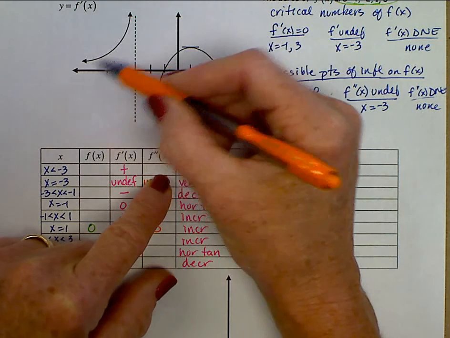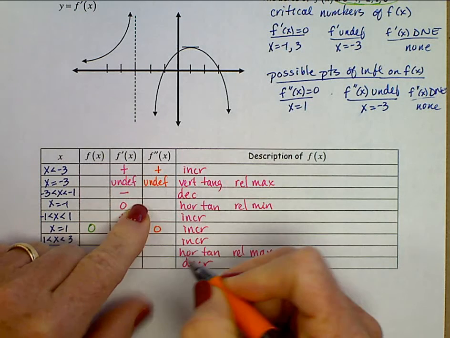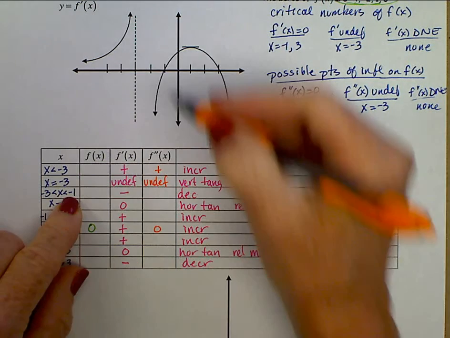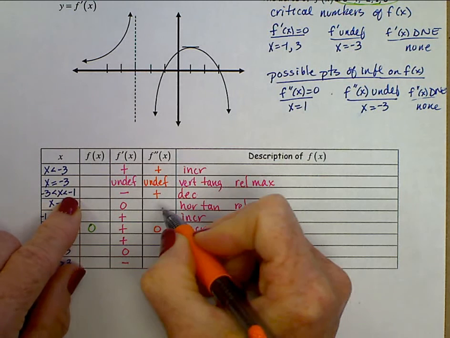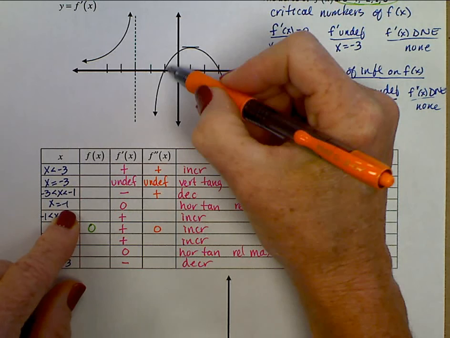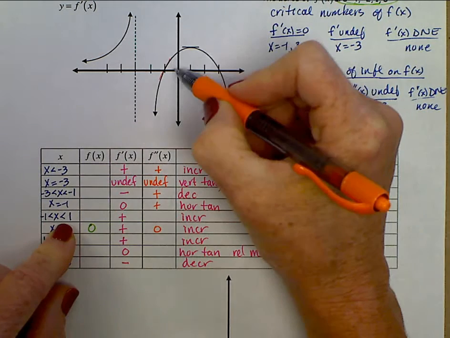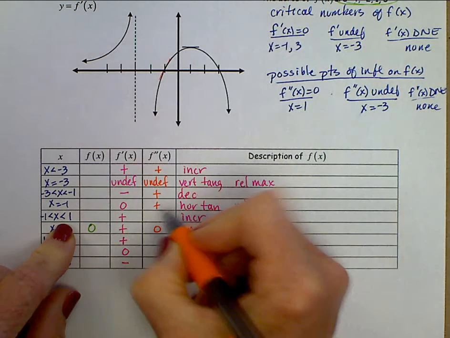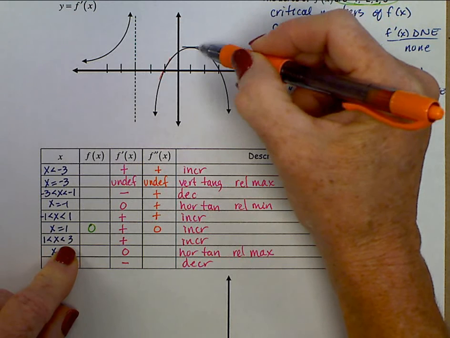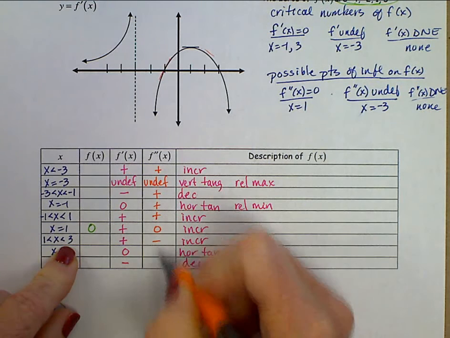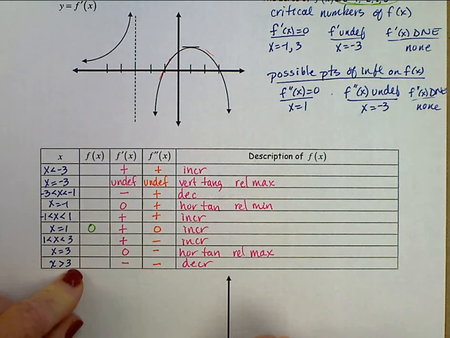So when x is less than negative 3, slopes here are positive. For x between negative 3 and negative 1, slopes are positive. At x is negative 1, slope is positive. Between negative 1 and 1, positive. For x between 1 and 3, those are negative slopes. At 3, negative, and greater than 3, still negative slopes.